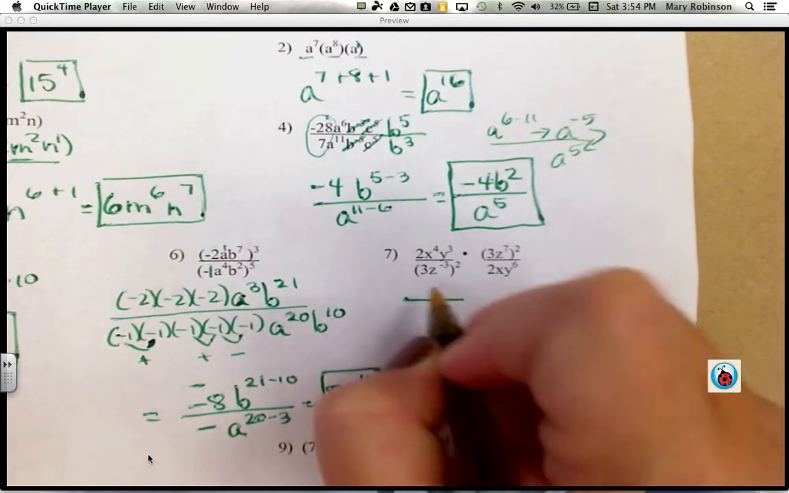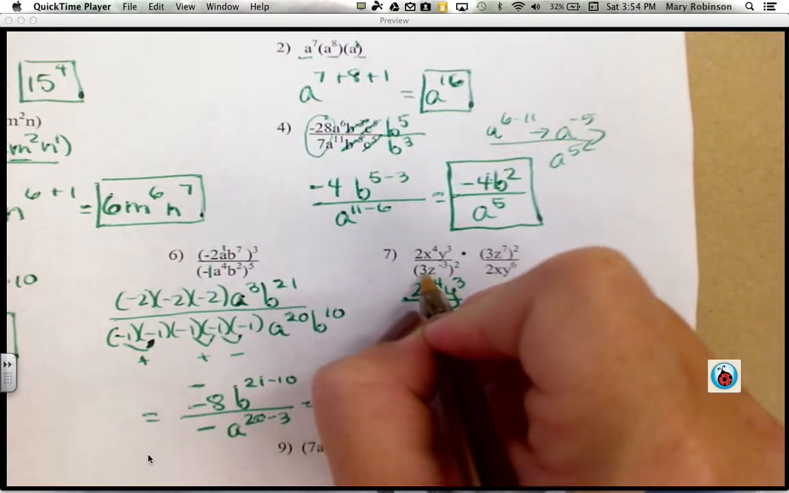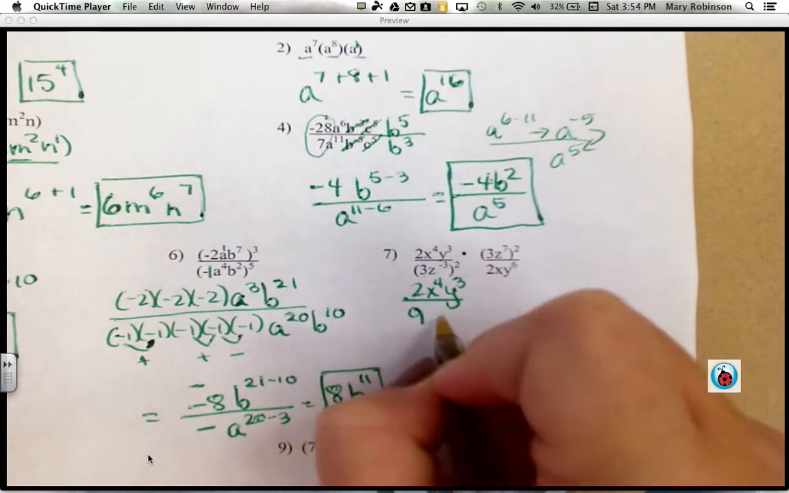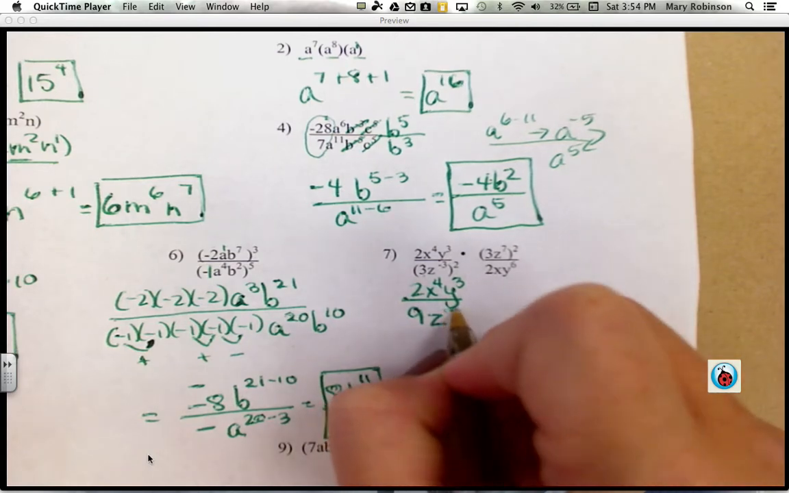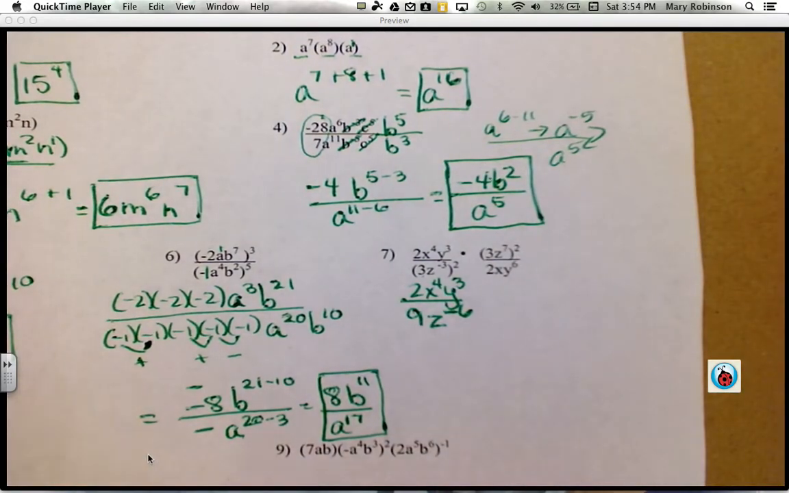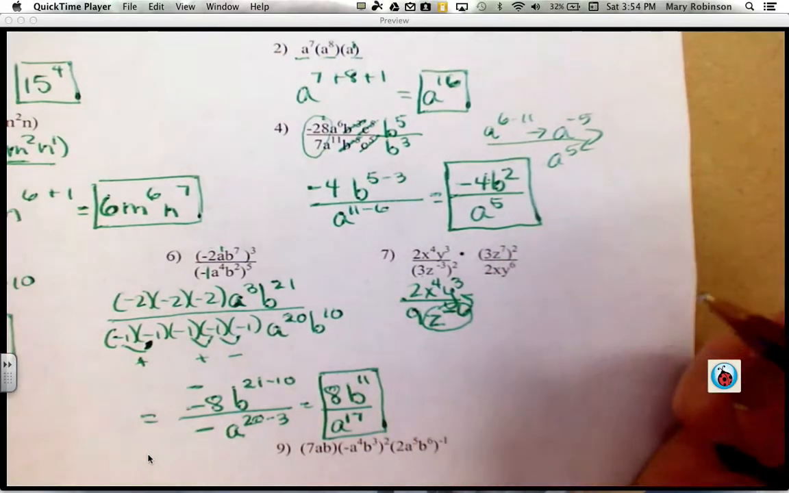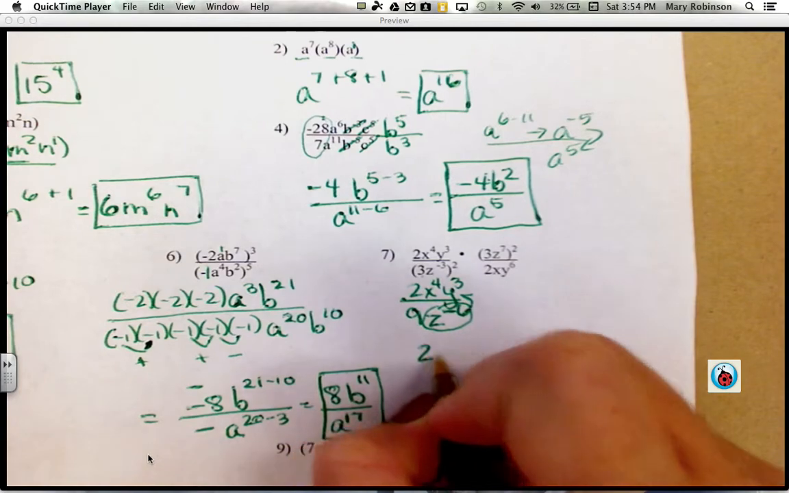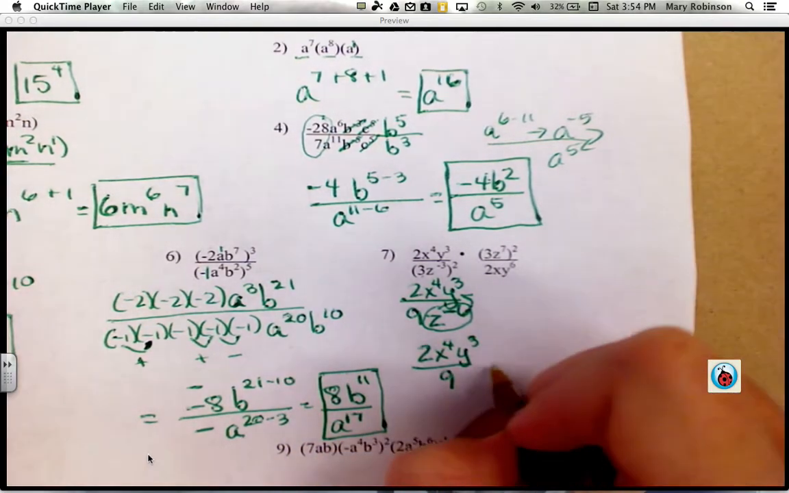So to start off, I'm going to leave my numerator the same, and then evaluate 3 squared, which is 9, and z to the negative 3rd squared is z to the negative 6. Because I have a negative exponent, I'm going to go ahead and write it upstairs. So that'll be 2x to the 4th y cubed over 9.